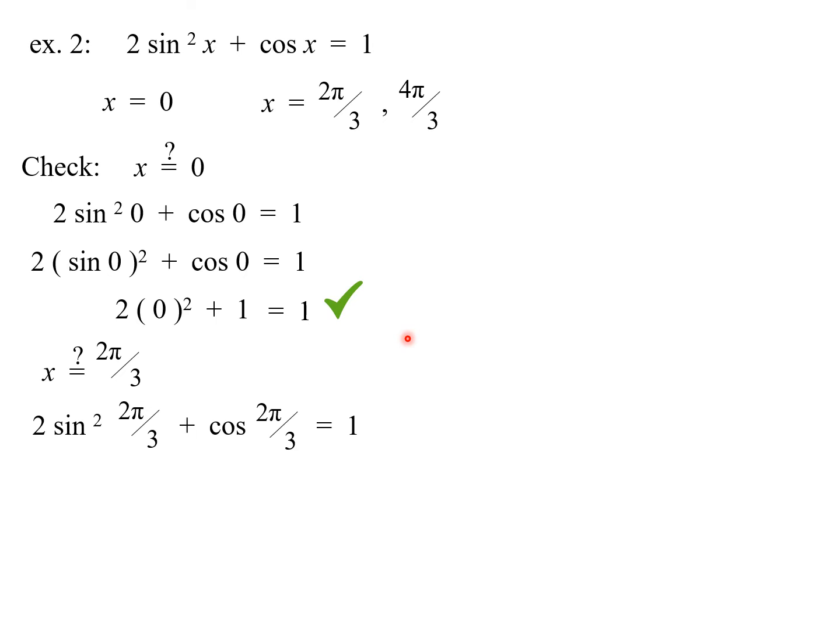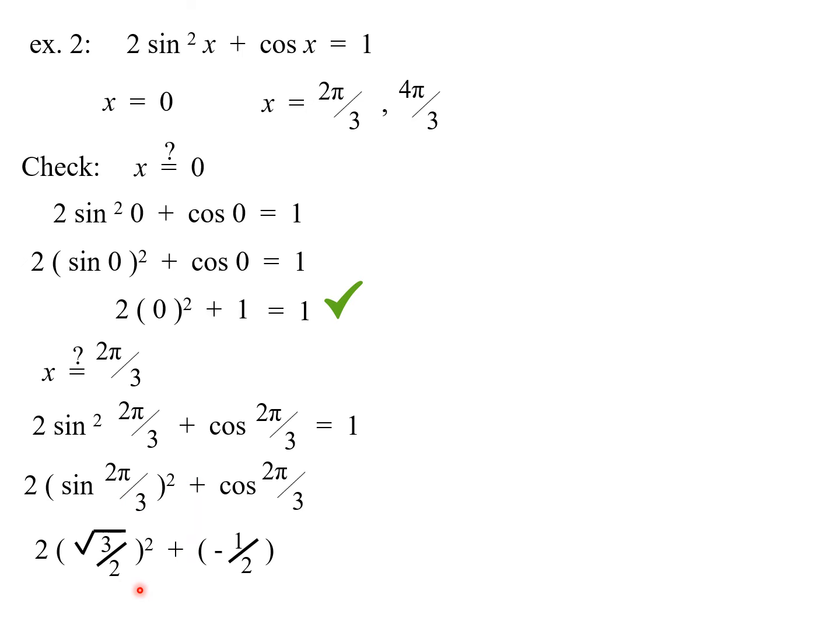Okay, now let's check 2 pi over 3. Inserting the value there. The sine of 2 pi over 3, which is in the second quadrant, has positive sines and negative cosines. So we get root 3 over 2 squared. We're going to square the root 3, and we're going to square the 2. And that becomes 3/4. 2 times 3/4 is 3/2. And then plus the negative 1/2 will yield 1. And so that's a solution also.